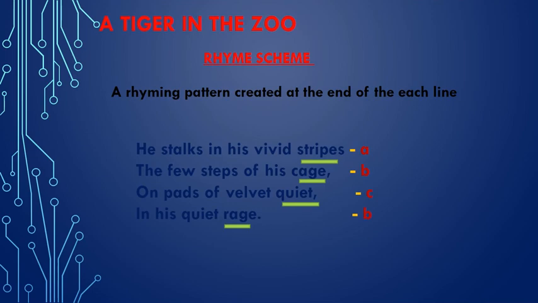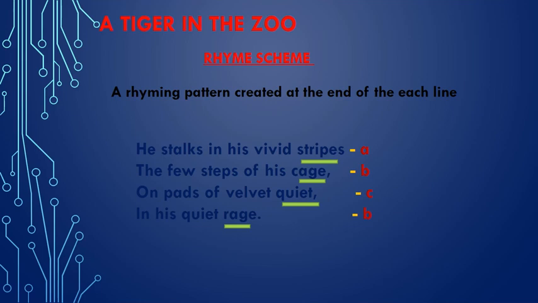Now, what is the rhyming scheme that is used in this poem? A rhyming scheme means the rhyming pattern. 'He stalks in his vivid stripes.' In the first stanza, the last word of the first line is stripes, the second line's last word is case, B, and the third line's last word is quiet. It does not rhyme with stripes, so we can give it C. In his quiet race, case, race. So this is the rhyming scheme that was given.